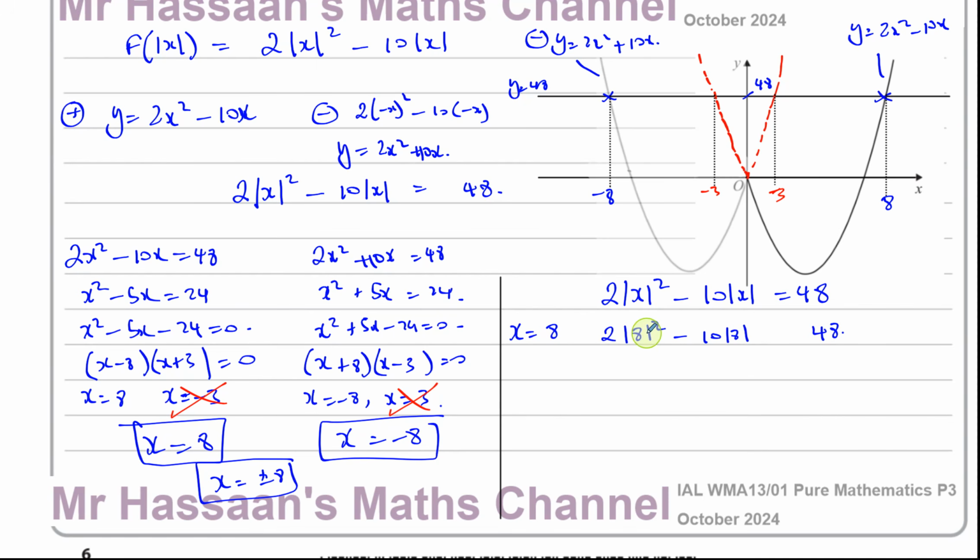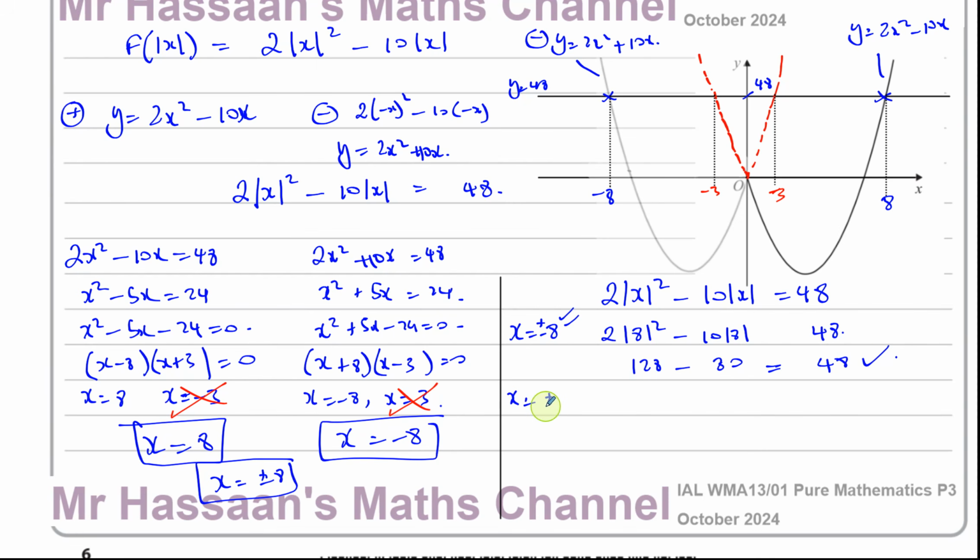That gives you 2 times 64, which is 128, minus 10 times 8, which is 80, and this side is 48, and that's true. And if you put minus 8, the same thing would happen, because this would be minus 8, which would become basically 8 squared, which is 64, and this would be minus 8 will become positive 8. So plus or minus 8 will both end up giving you the same sum here, because the minus will become positive anyway. So both of those will give us the right answer.